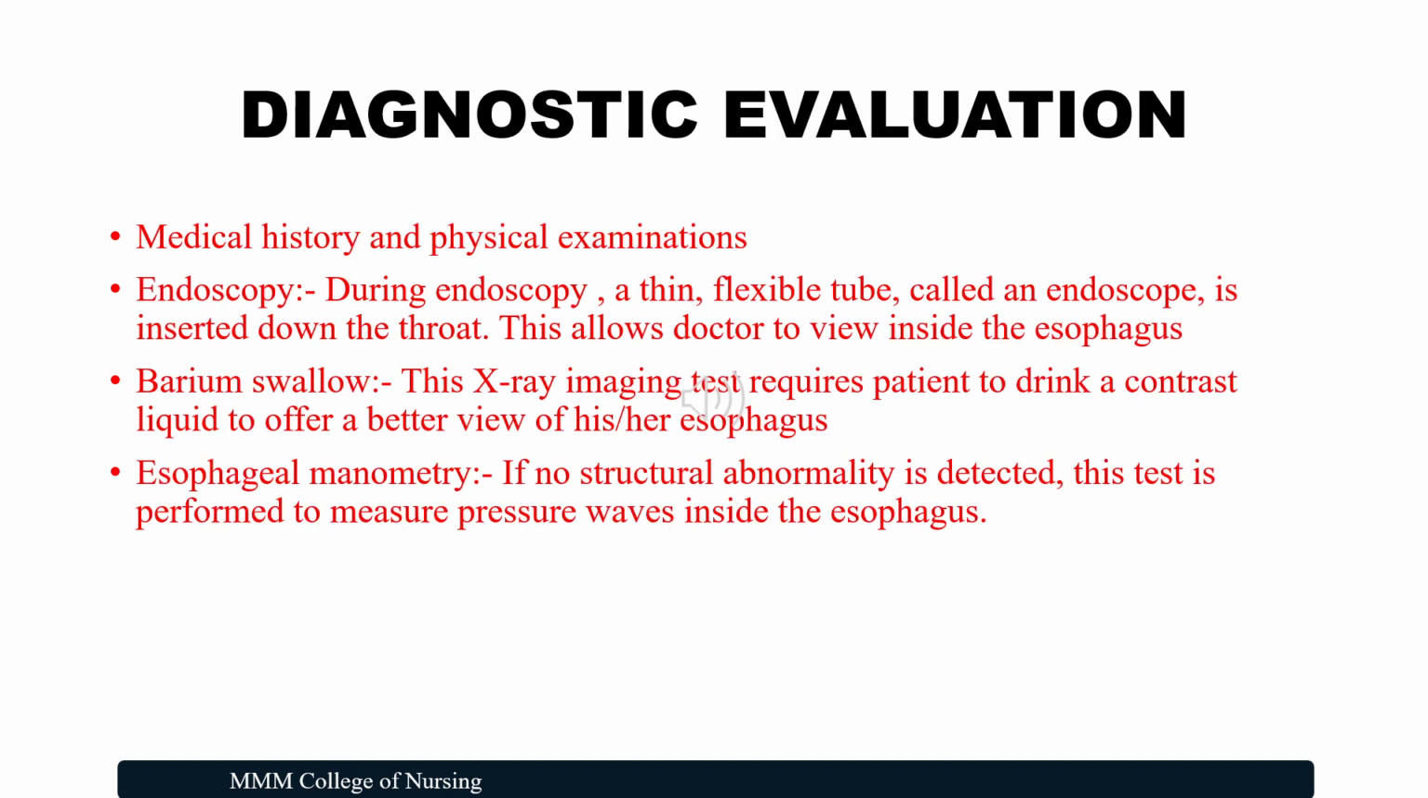Diagnostic measures: medical history and physical examination of the patient, and endoscopy, during which a thin flexible tube called an endoscope is inserted into the throat, allowing a view inside the esophagus. Barium swallow: this X-ray imaging test requires the patient to drink a contrast liquid to offer a better view of the esophagus. Esophageal manometry: if no structural abnormality is detected, this test can be performed to measure the pressure waves inside the esophagus.